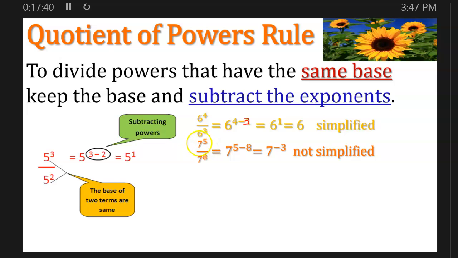So again, we kept the base. The 7 is the same base. And this time we did 5 minus 8, and 5 minus 8 is a -3. So that is our answer. It's just not simplified yet.